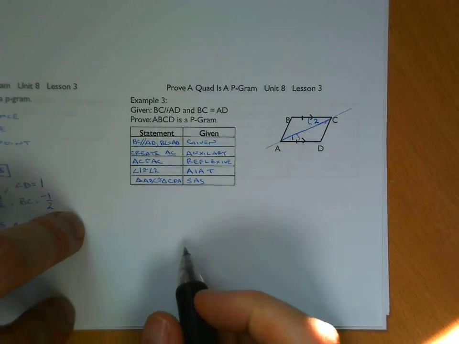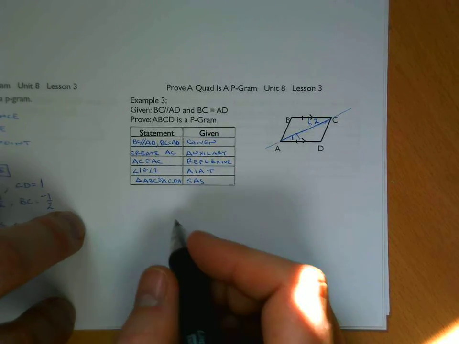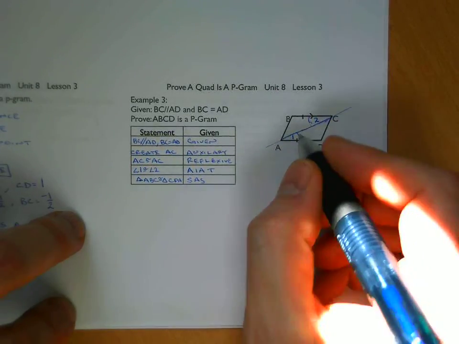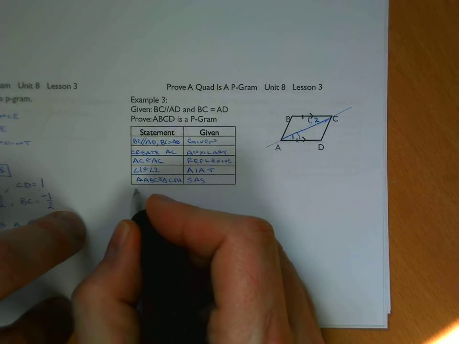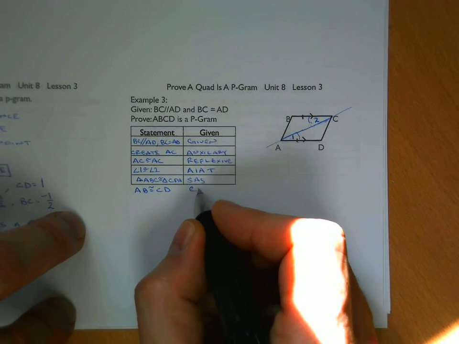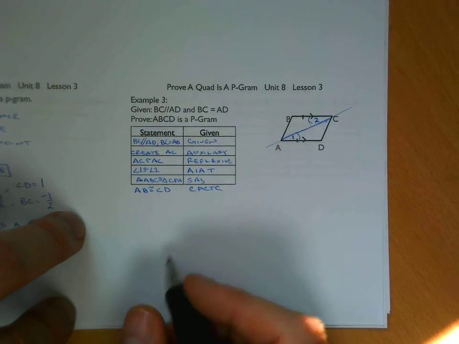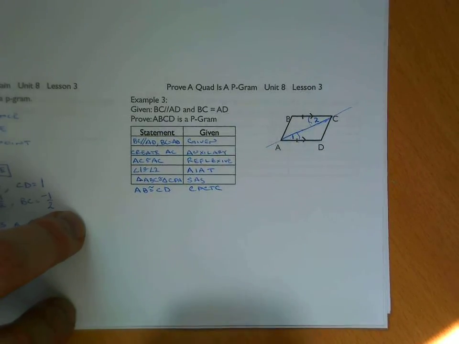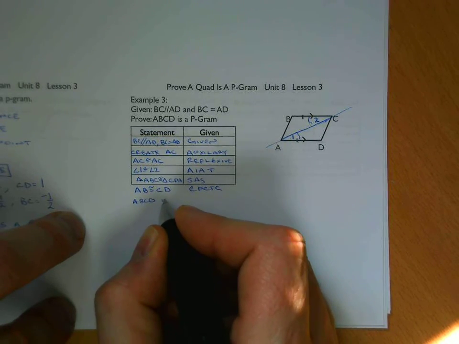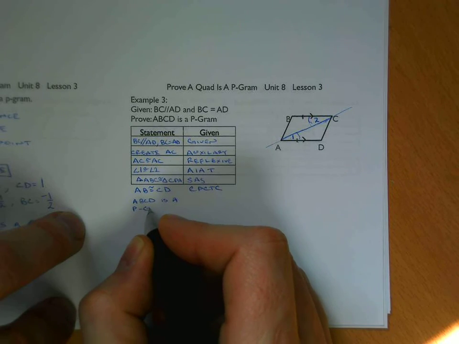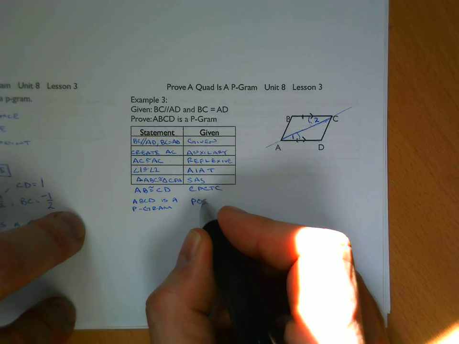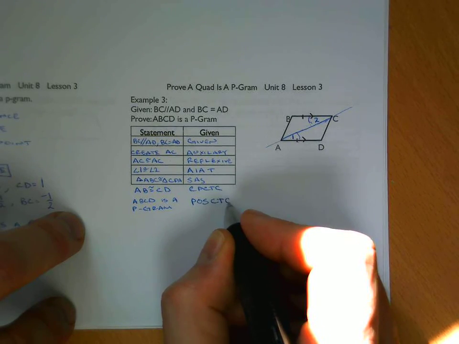Well, we're not done. We would have been done if that were chapter 4, but this is chapter 8. So we need to prove that this is a parallelogram. Well, I can use CPCTC to say that AB is congruent to CD. That would be, again, by CPCTC. And now I've got 2 sets of opposite sides congruent. And so I'm going to say that ABCD is a parallelogram by the parallelogram opposite sides congruent theorem converse.